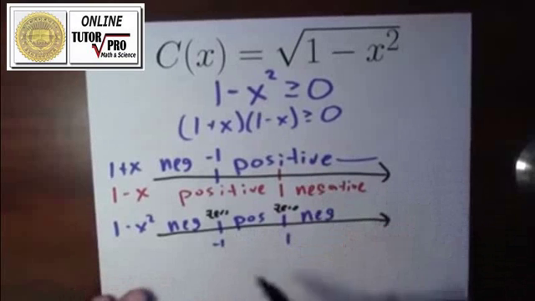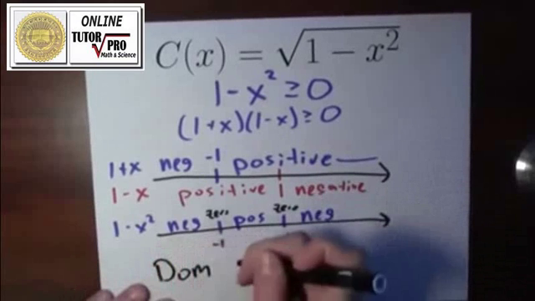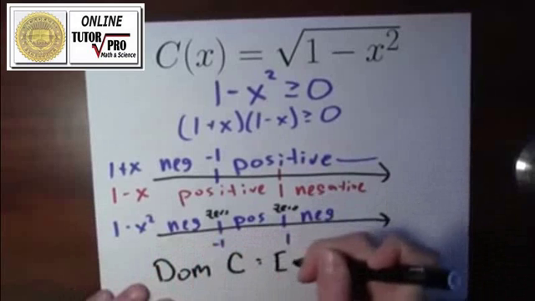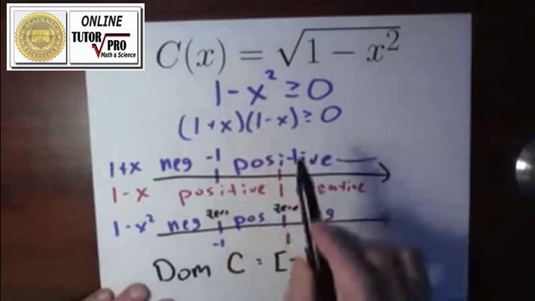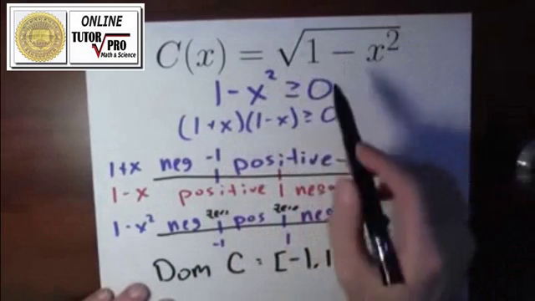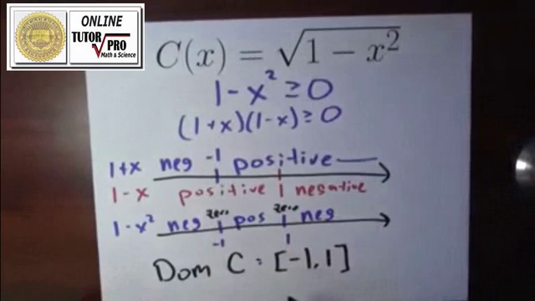So one way to summarize the situation is to say that the domain of my function c consists of all real numbers between minus 1 and 1, including minus 1 and 1. So I'm using the square brackets. And as long as x is inside here, then 1 minus x squared is non-negative. That means it makes sense to take the square root. And that's the domain of c.